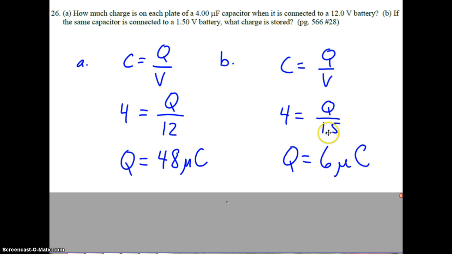Likewise for B, all they did was replace the 12-volt battery with a 1.5-volt battery. So C equals Q over V. Q is 4 times 1.5. That is 6. And that would be 6 microcoulombs of charge on each plate.